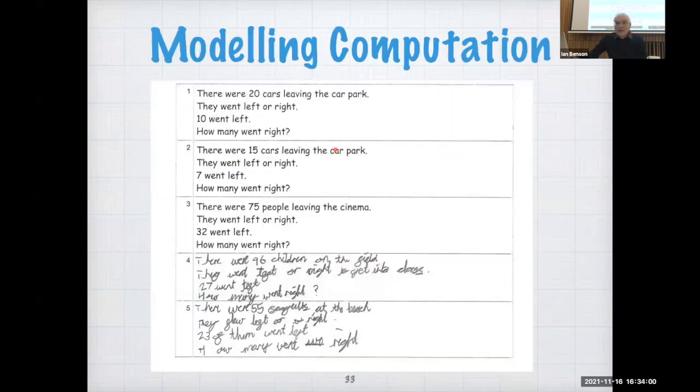However, there was enough value even in that little bit of programming that the children could start modeling their own computations with the kind of problems they were going to meet and did meet in the standard assessment tests at the end of year two. So here's an example of a problem. There were 20 cars leaving the car park. They went left or right. 10 went to the left. How many went right?